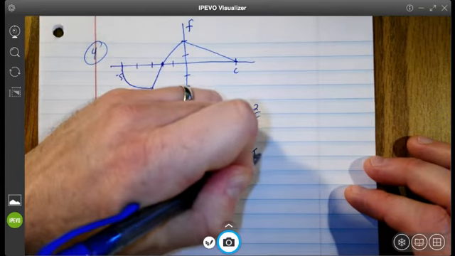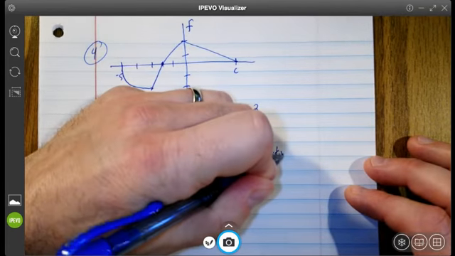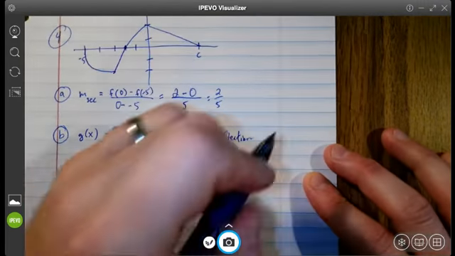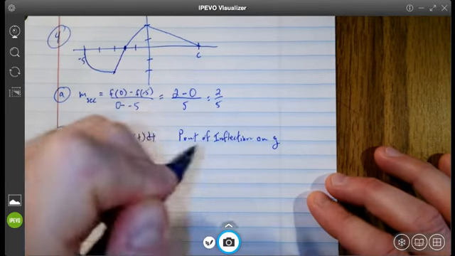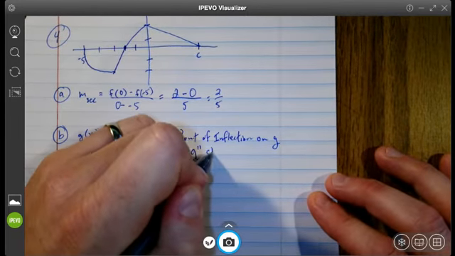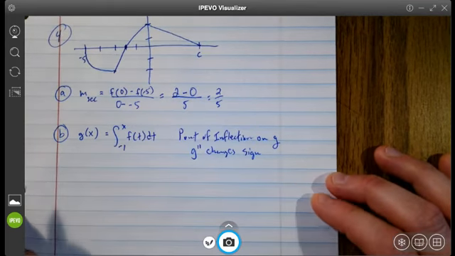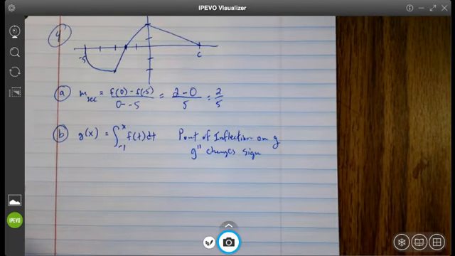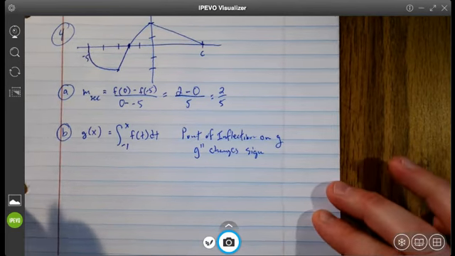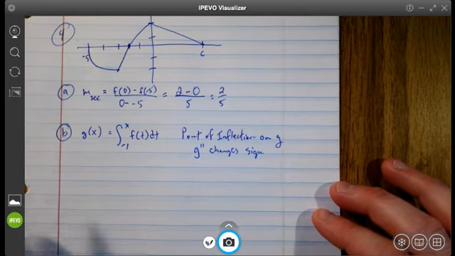means what? So a point of inflection on g means g double prime changes sign. Now, it's important that you remember that g double prime does not necessarily need to be defined. It could be undefined so long as g is continuous. All right. So g of x is here.